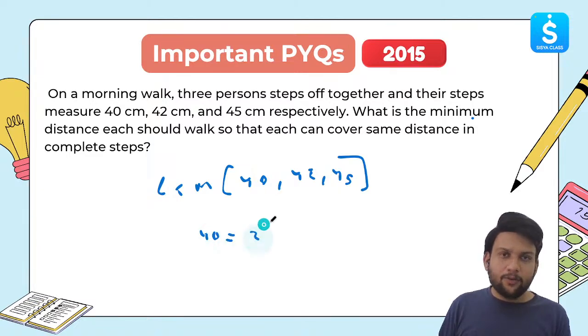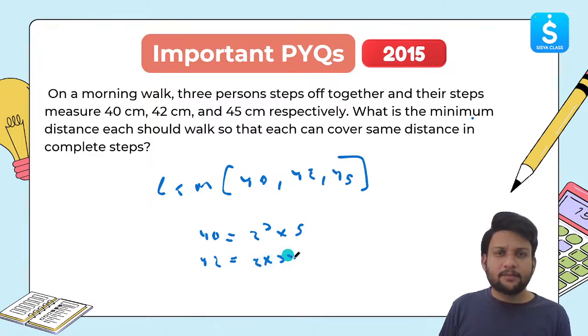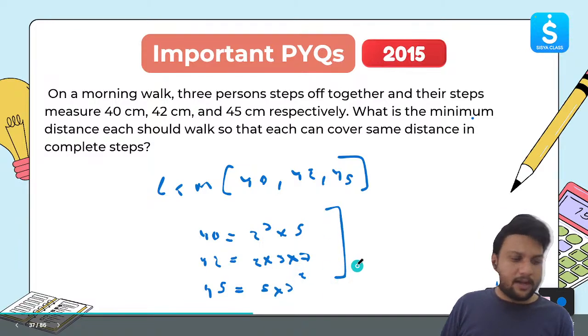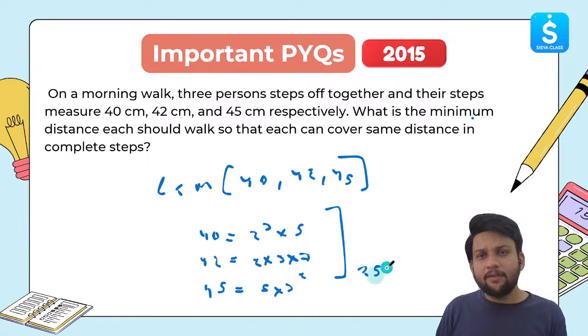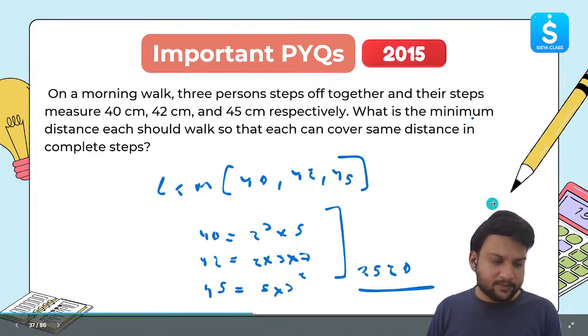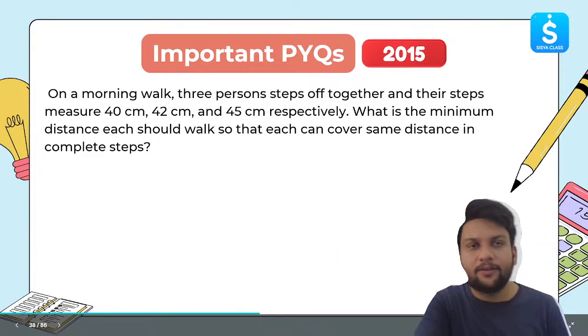So 40 is nothing but 2 cube times 5. Yes. 42 is what? 7 times 6, or I can write 2 times 3 times 7. Yes or no? 45 is what? 5 times 9, that is 5 times 3 squared. Next what? We have to just find the common numbers, write the highest power. So the answer we will get is 2520. Did you get it? Yes or no? Great, great. Good to know.